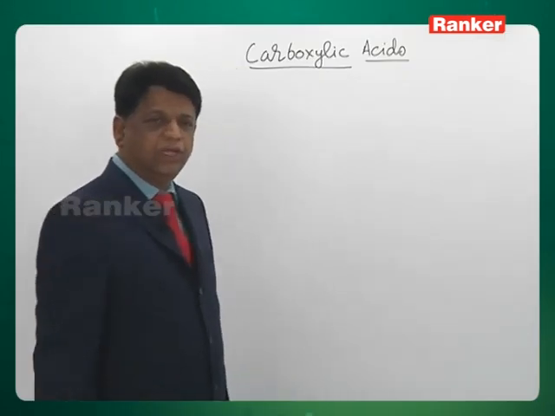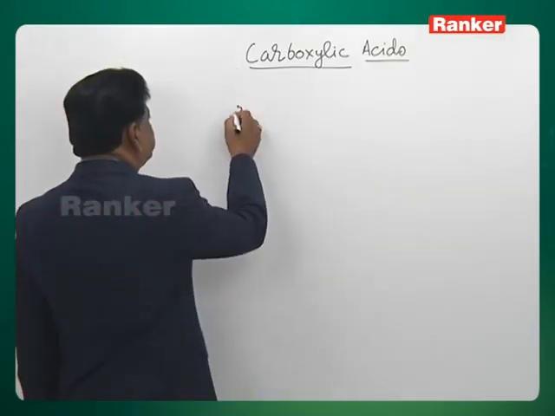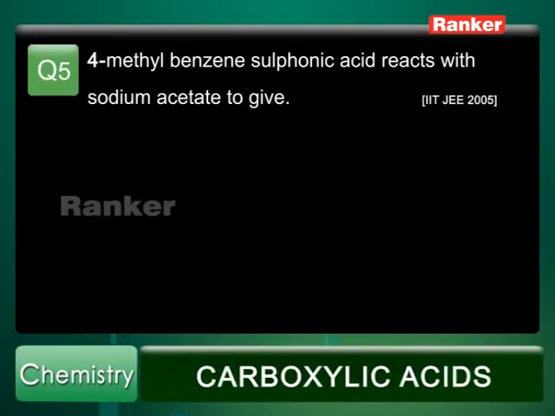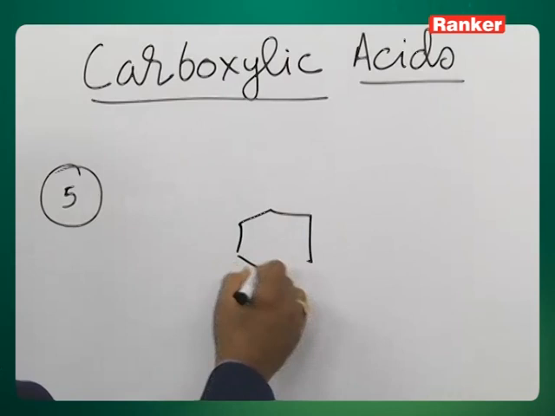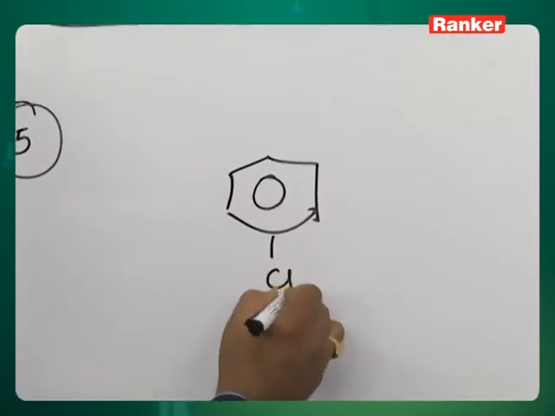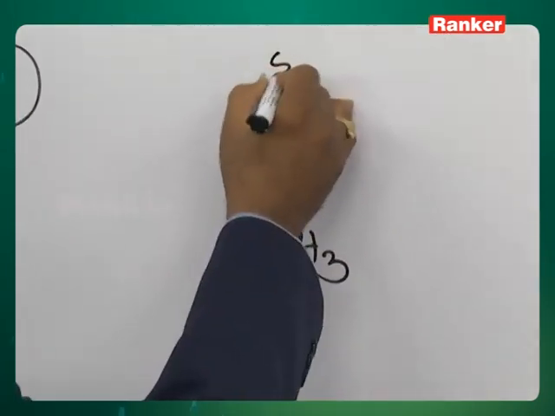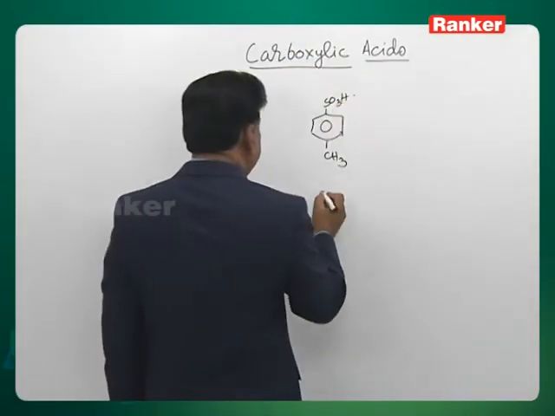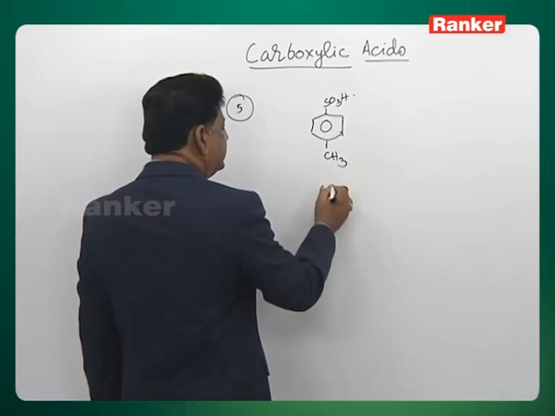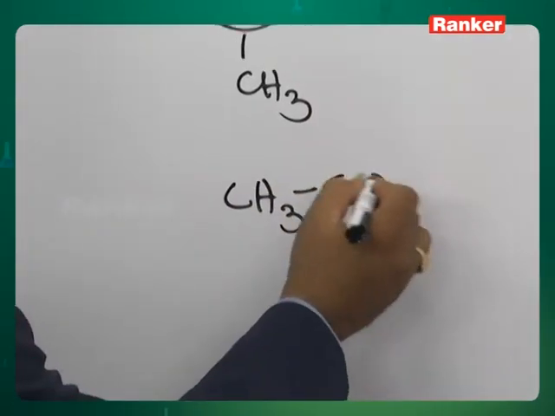Okay, let's go for question number 5. The question is, 4-methyl benzene sulfonic acid reacts with sodium acetate to give what? What is this 4-methyl benzene sulfonic acid? 4 means para-methyl benzene sulfonic acid, and the other compound is sodium acetate, the sodium salt of acetic acid.